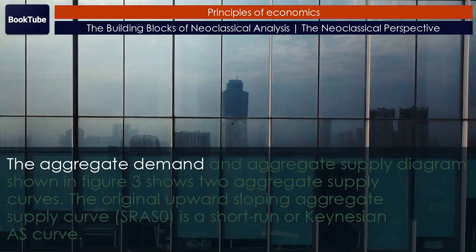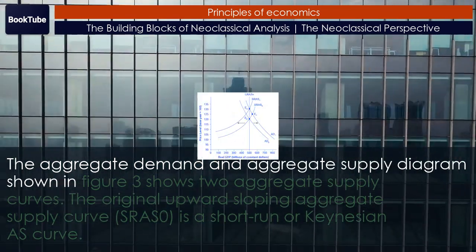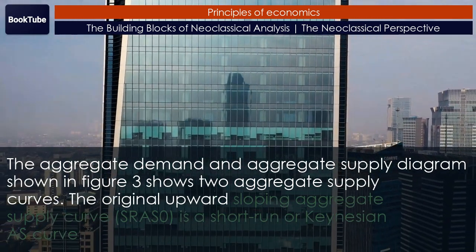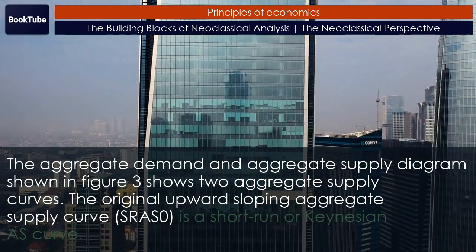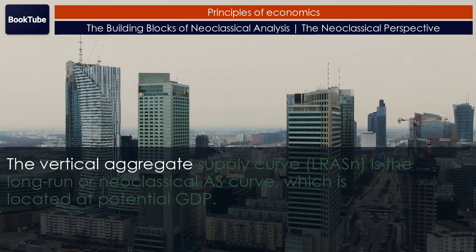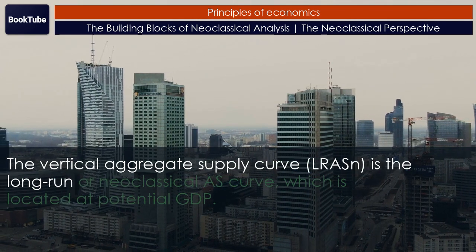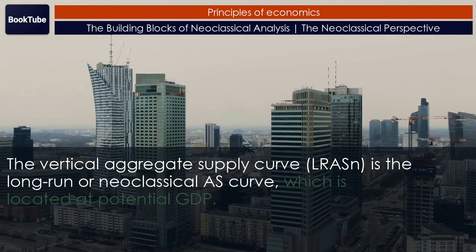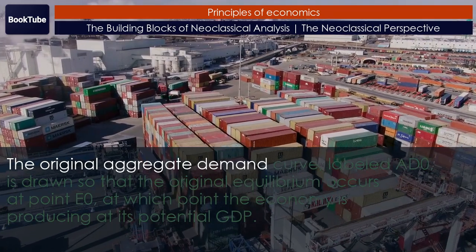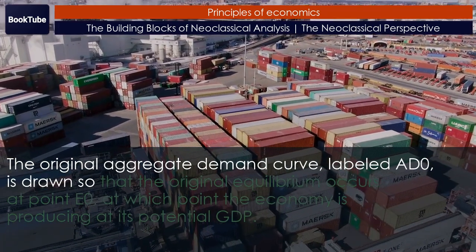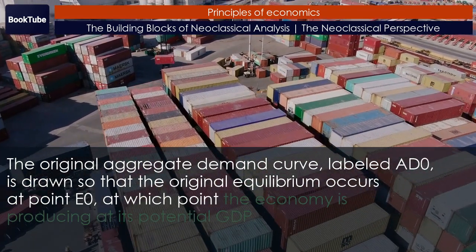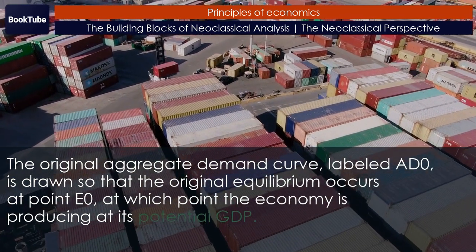The aggregate demand and aggregate supply diagram shown in Figure 3 shows two aggregate supply curves. The original upward sloping aggregate supply curve, SRAS0, is a short-run or Keynesian curve. The vertical aggregate supply curve, LRASN, is the long-run or neoclassical curve, which is located at potential GDP. The original aggregate demand curve, labeled AD0, is drawn so that the original equilibrium occurs at point E0, at which point the economy is producing at its potential GDP.